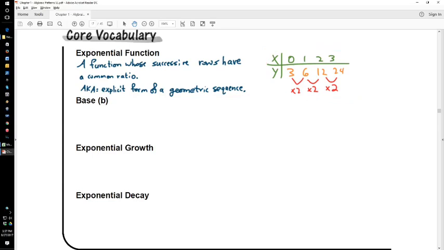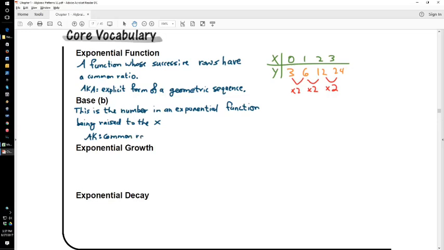All right. Base. Base in these terms is the number in an exponential function being raised to the x, also known as, aka, the common ratio.